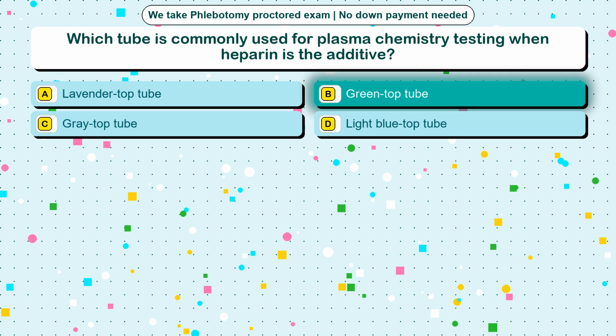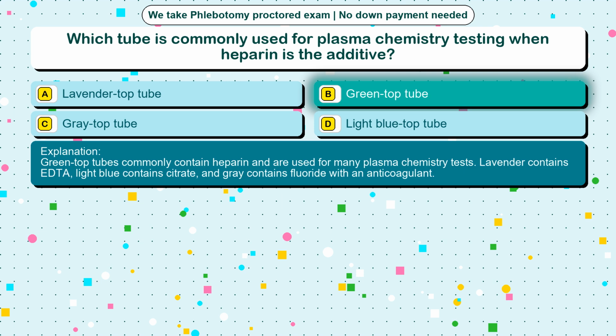The correct answer is option B, green top tube. Green top tubes commonly contain heparin and are used for many plasma chemistry tests. Lavender contains EDTA, light blue contains citrate, and gray contains fluoride with an anticoagulant.